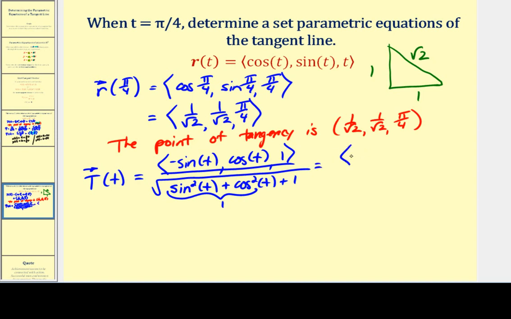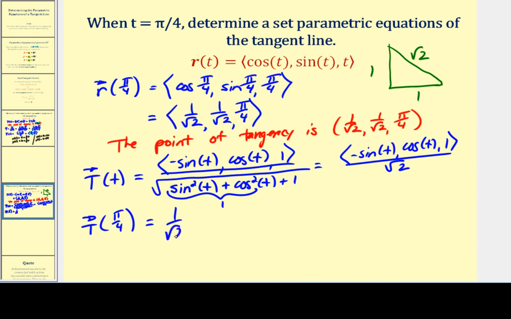It would be negative sine t, cosine t, 1, and the magnitude would be the square root of 1 plus 1, or the square root of 2. And now we need to evaluate this at t equals pi over 4. So instead of having this denominator here, I'm going to go ahead and write it as 1 over square root 2 times the components of this vector. So negative sine pi over 4 would be negative 1 over square root 2. Cosine pi over 4 is positive 1 over square root 2. And then the z component stays 1.